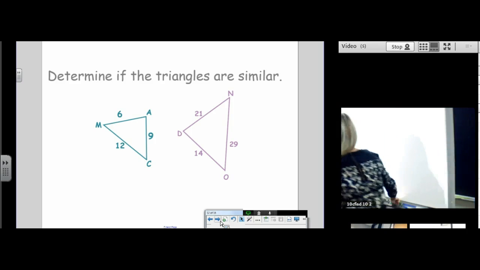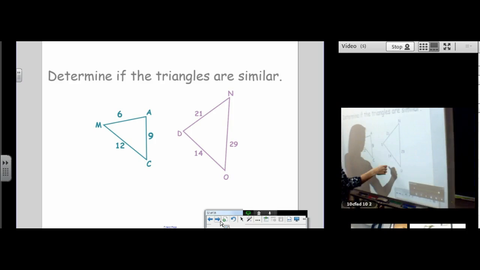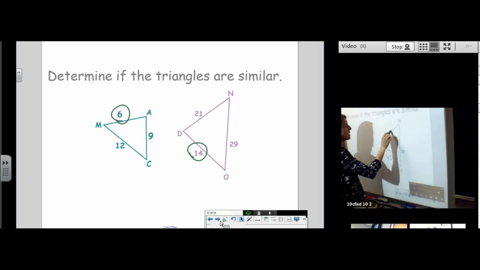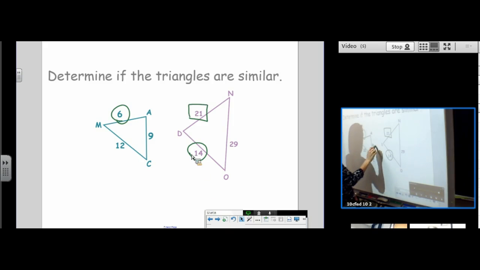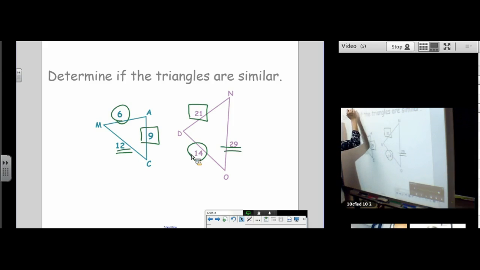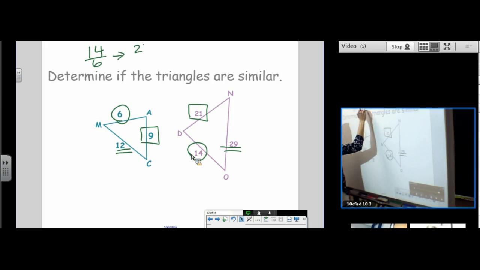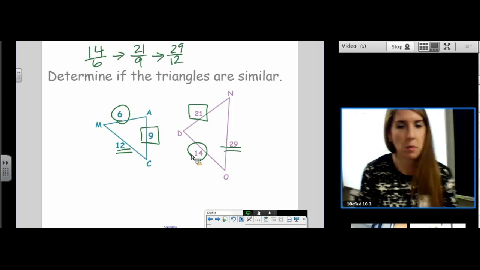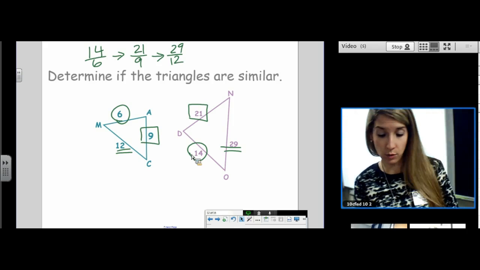Well, you pick the smallest number and you put it over the smallest number. You pick the medium number and you put it over the medium number. And then the large over the large. And you notice as you do that, 14 is to 6 as 21 is to 9 as 29 is to 12. Now, you can cross multiply these, you can divide these, you can reduce these.